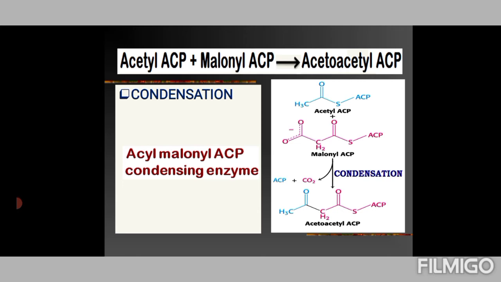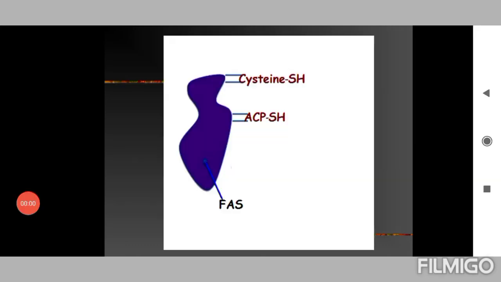Also note that the carbon dioxide expelled here is the carbon dioxide that was involved in the formation of malonyl-CoA at the first committed step from acetyl-CoA. As you can remember, acetyl-CoA combines with carbon dioxide to give malonyl-CoA. So the same carbon dioxide is released here. So we can see that all the carbons of the fatty acid which is going to be produced come from acetyl-CoA only.